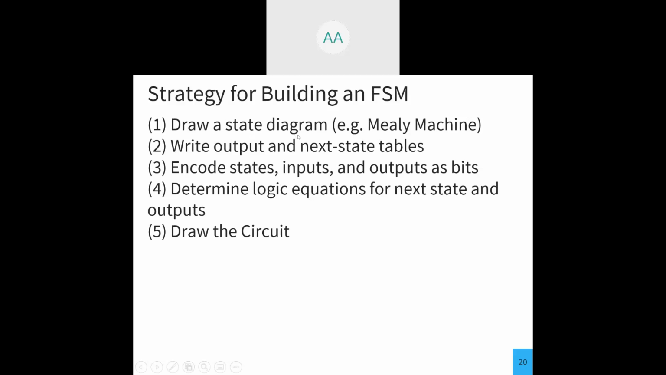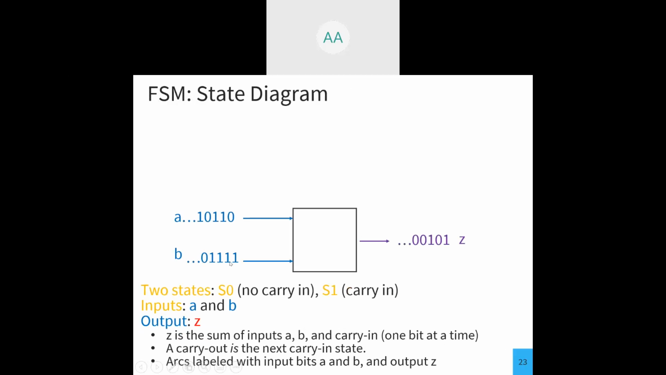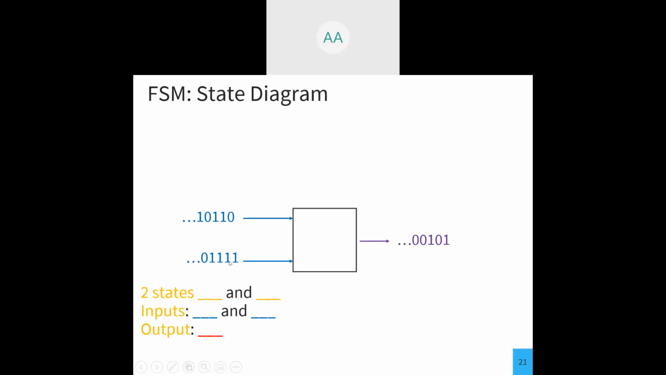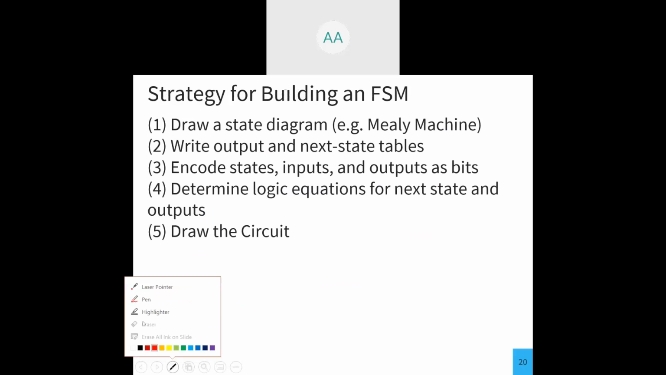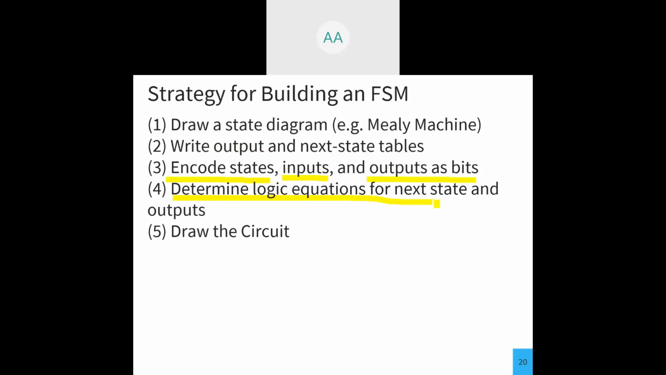First we need to draw the state diagram. Then we need to write the output and next state table. Then we need to encode the states, inputs and outputs as bits, and determine the logic equations for next state and output. Then we need to draw the circuit.